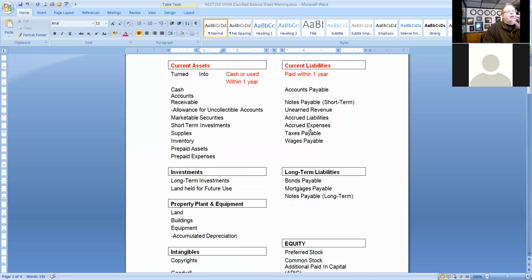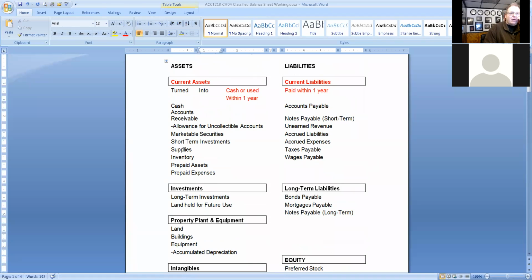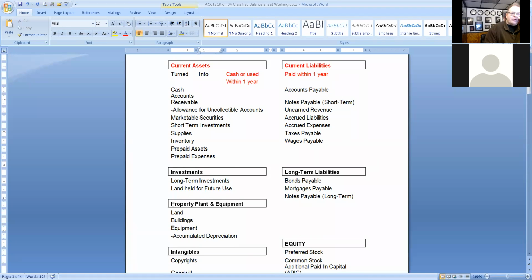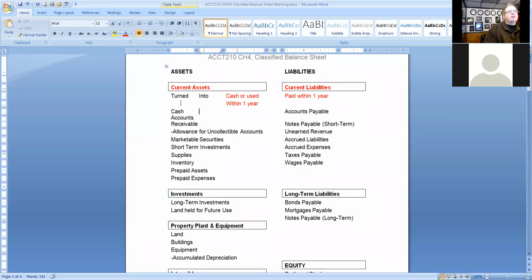Now, everything below the current assets and current liabilities is all long term. So these two are short term, within 1 year. Everything below the current assets is more than a year. So if something is going to be paid, or you're going to sell it, in 2 years, it all goes below the current assets. This is only for things that have a 1 year life, basically.